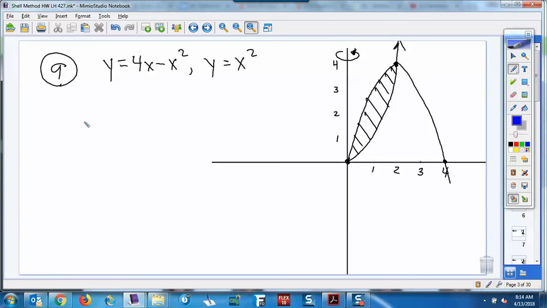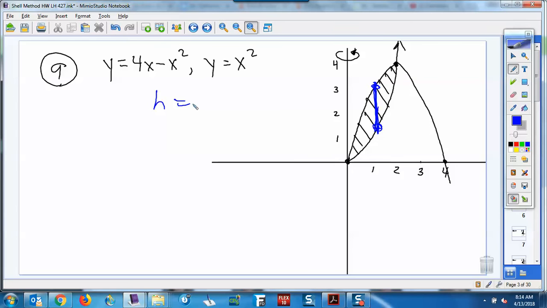This one, we're revolving around here. What direction do the strips have to go? Vertical, right? They have to be parallel to the axis of revolution. So vertical strips are usually nicer. So this would be a problem that's probably a little nicer. Matter of fact, it's a lot nicer to do shell.